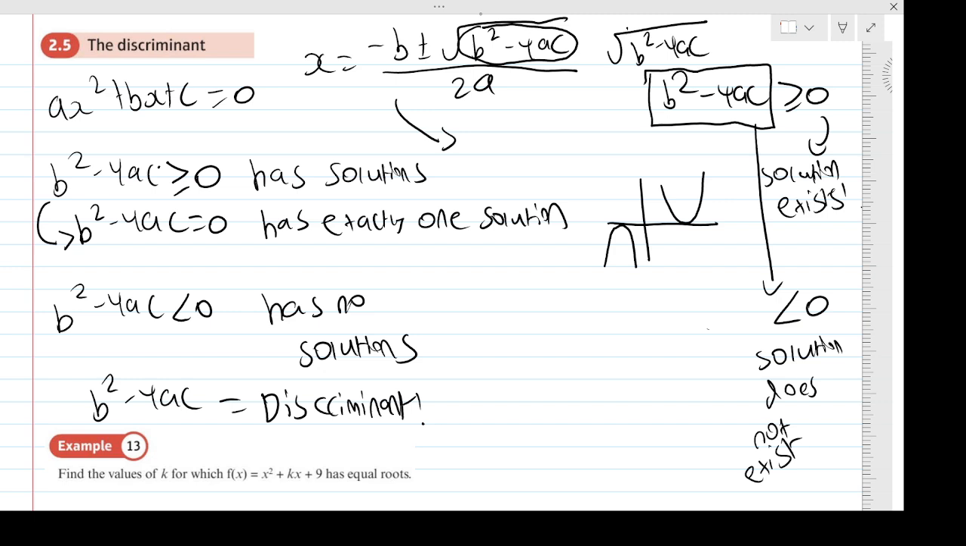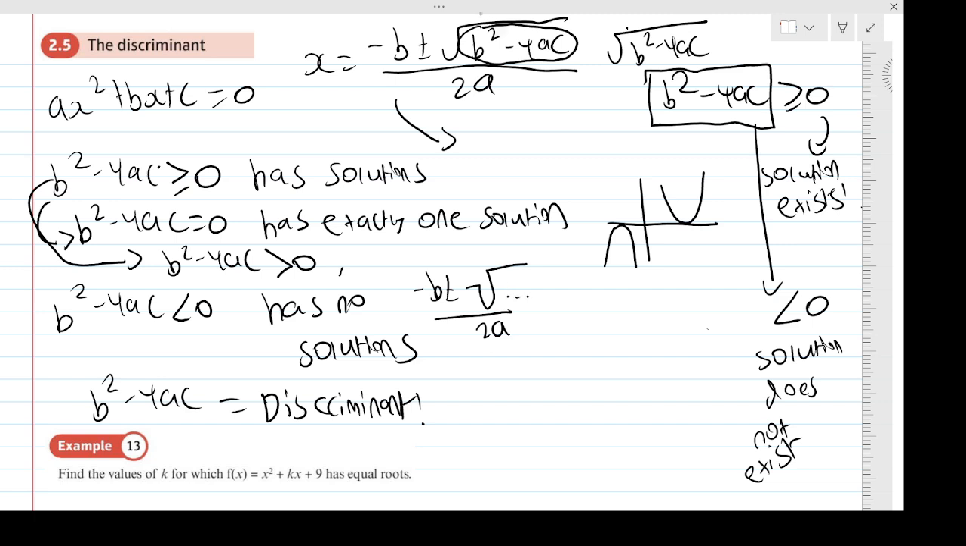Okay, but what about when it's greater than 0? So let's do this case where b squared minus 4ac is greater than 0. Well then, the square root is not going to be 0, is it? It's going to be like root 1 or root 2 or root 3 or anything. So we're going to have minus b plus or minus root of something over 2a. Well, that something is a number, right? That isn't 0.